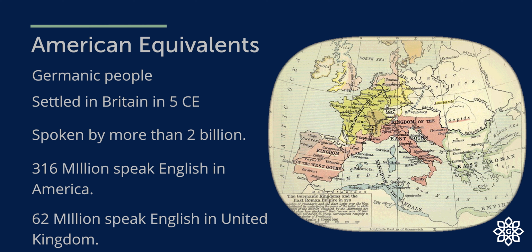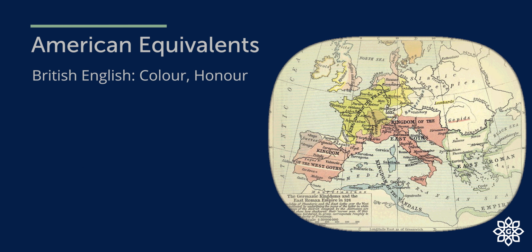So as the language evolved in these countries, some words are not only spelled differently, like color and honor, where the Americans drop the U, but also take a different form in British and American English.